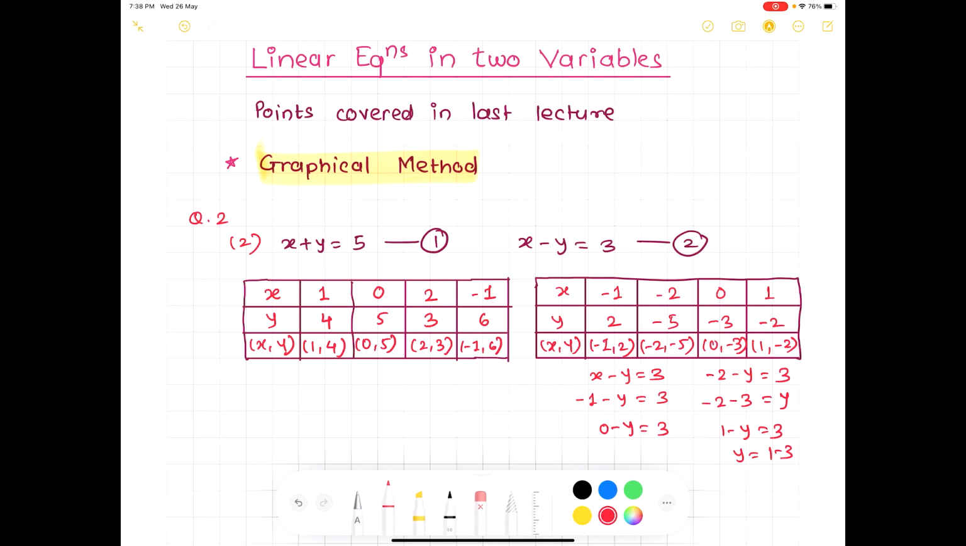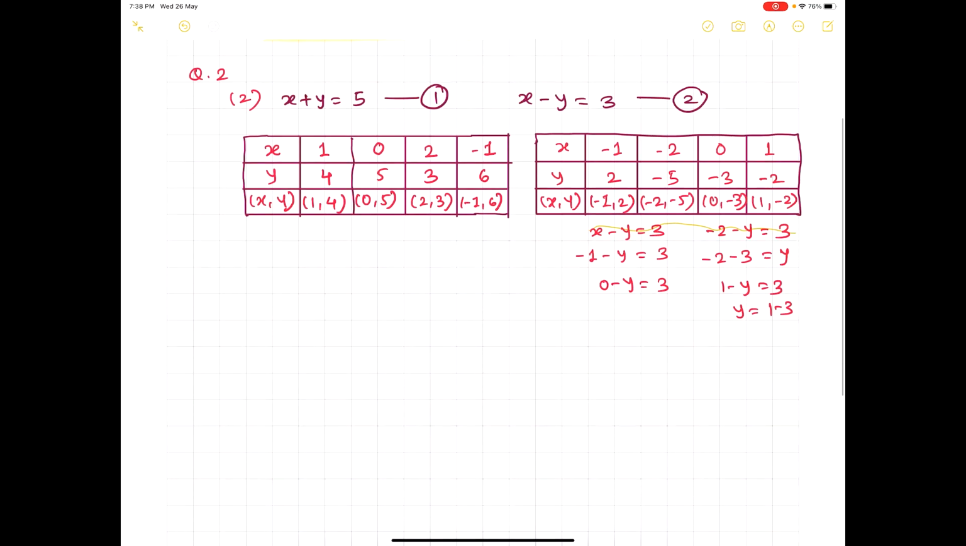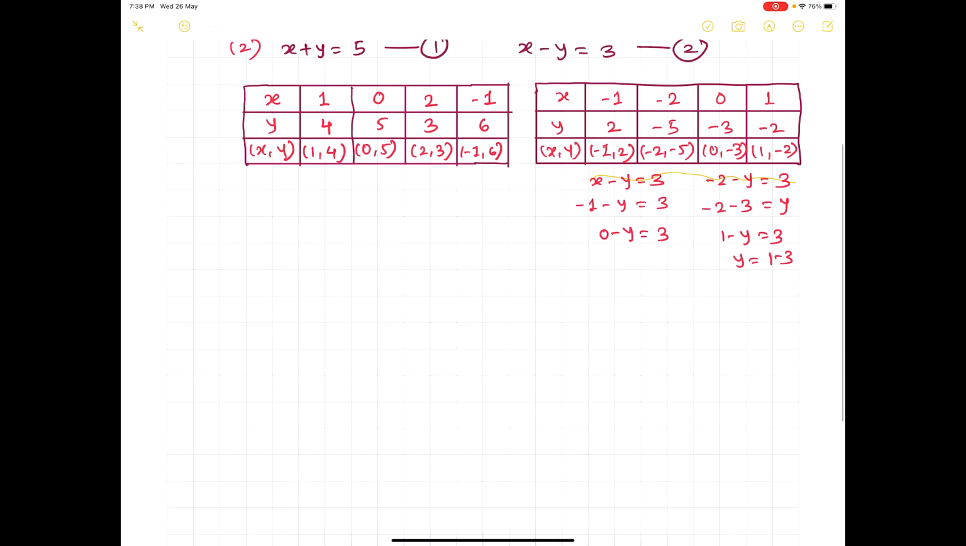I told you in the last lecture that we have to take at least 4 points. Don't take 2 or 3 points, and the reason is already mentioned in the previous lecture. So these are the points, and this is the table we got for both equations. Now let's draw the graph. How to draw the graph? We know, first of all, you have to draw the x-axis and y-axis. Okay, fine. First of all, we go for drawing the graph.